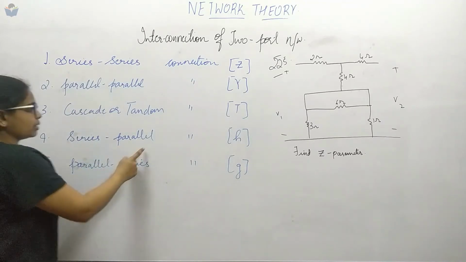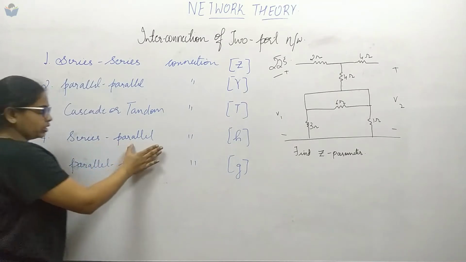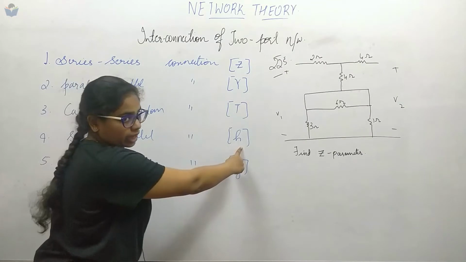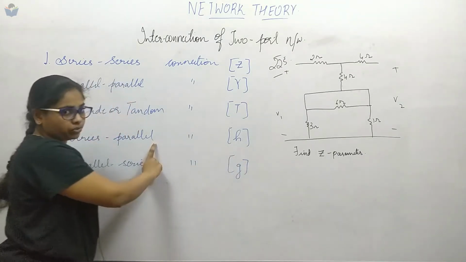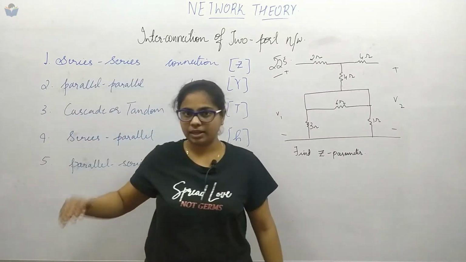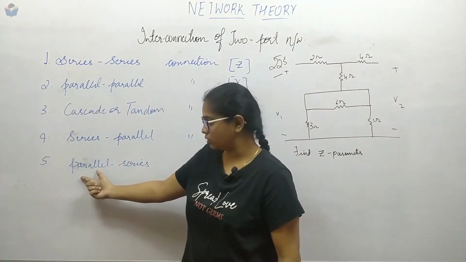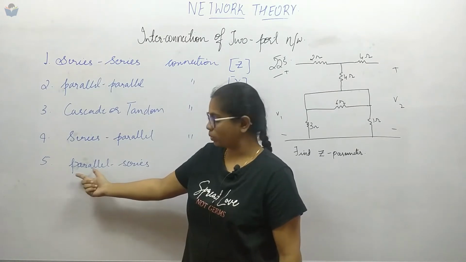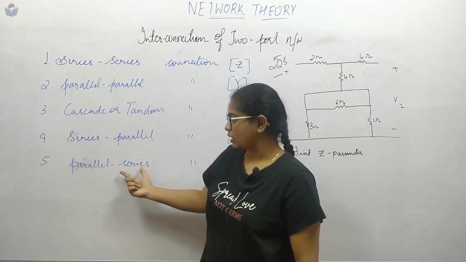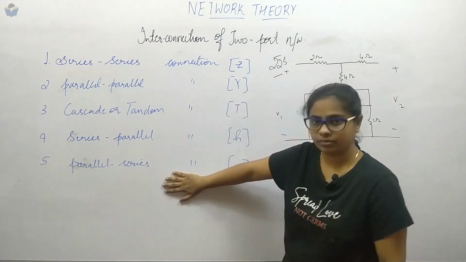Coming to series and parallel, if one side of the port has got the series connection and the second port has got the parallel connection, then we will use the hybrid parameter to solve these types of questions. Coming to the fifth one, this is parallel and series. Similarly, if on the right-hand side we have got parallel connection between the lines of the ports, and secondary we have got series, then we will use G parameter to solve the question.